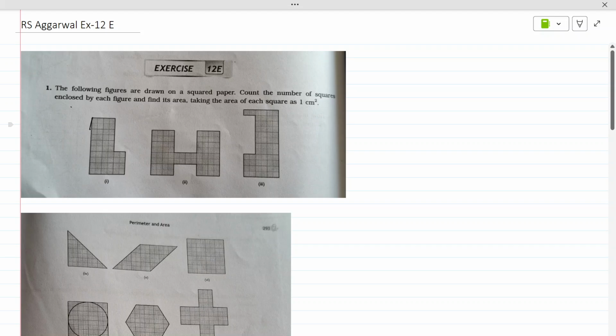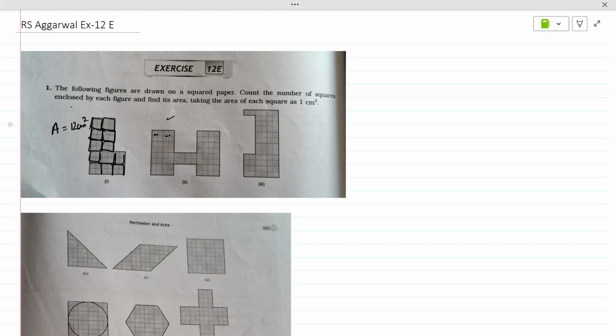This is one square, kids. Sorry, this is one. This is second, third, fourth, fifth, sixth, 7, 8, 9, 10, 11, 12. So there are total 12 squares here. So I can write this area is equal to 12 centimeter square. Okay. And similarly, we can find out for this also.